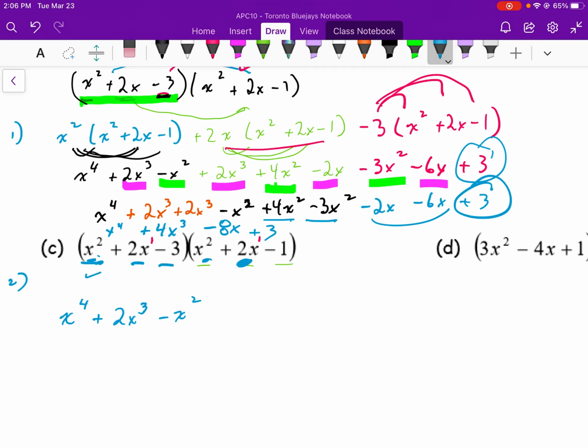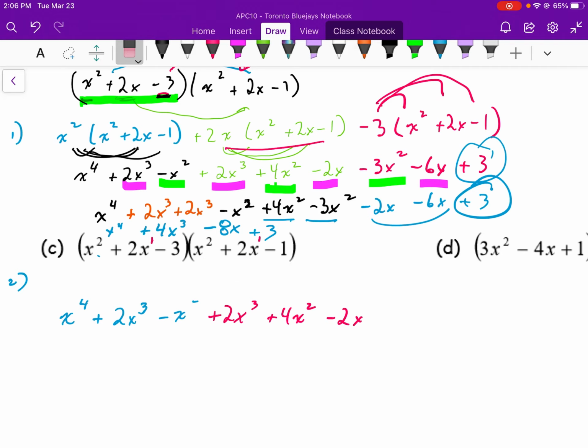So I'm done with x squared, and I'm going to move on to the second term, so I need to do another 3 multiplications. So 2x to the power of 1 times x squared is going to be 2x to the power of 3. 2x times 2x is going to be 4x squared. 2x times negative 1 is going to be negative 2x. So far, so good. I'm hoping.